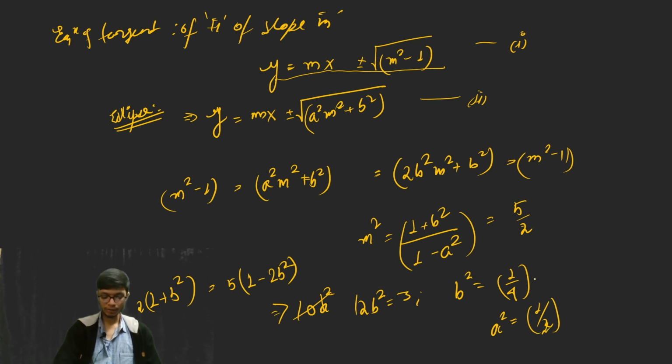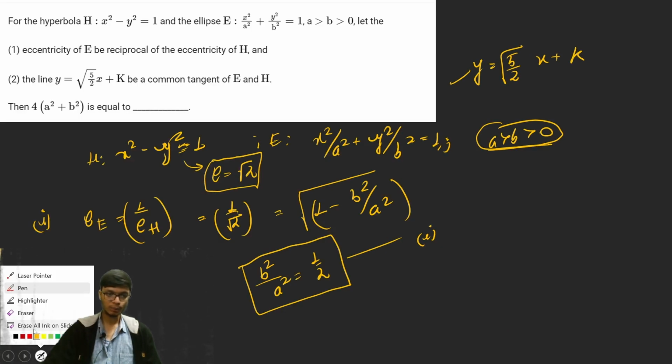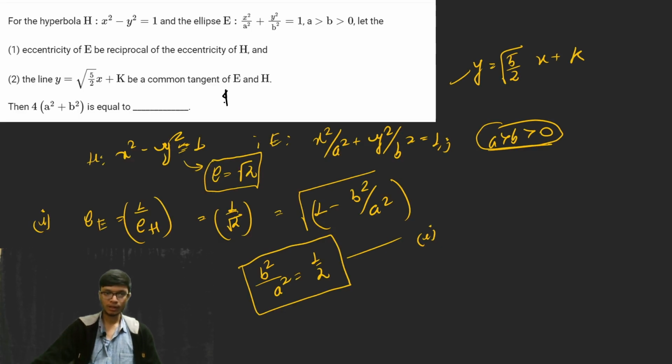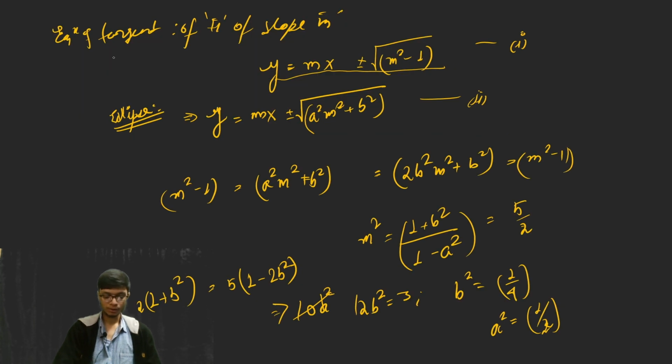Now if you have a² as 1/2 and b² as 1/4, then you can find the numerical value the question is asking, which is 4 into (a² + b²), equal to 4 into (2/4 + 1/4), and that is equal to 3. So the numerical answer will be 3. I hope this is a pretty straightforward problem, and I hope you have got this problem.